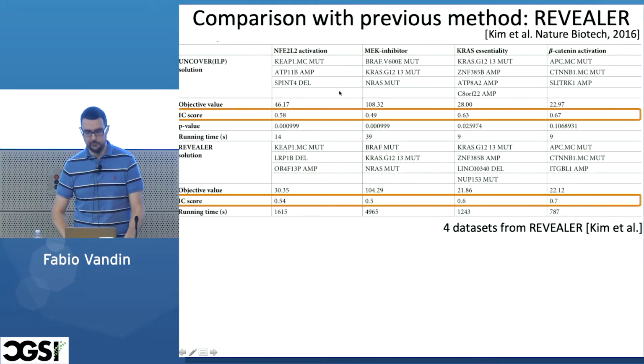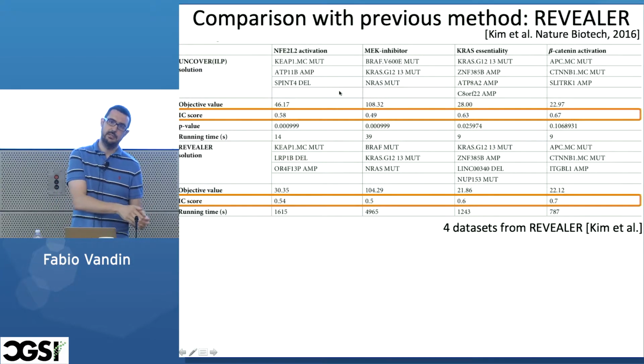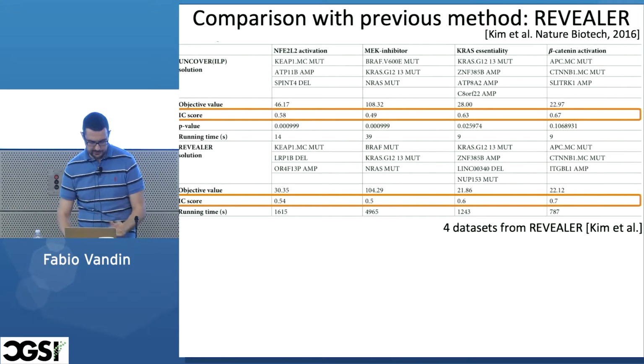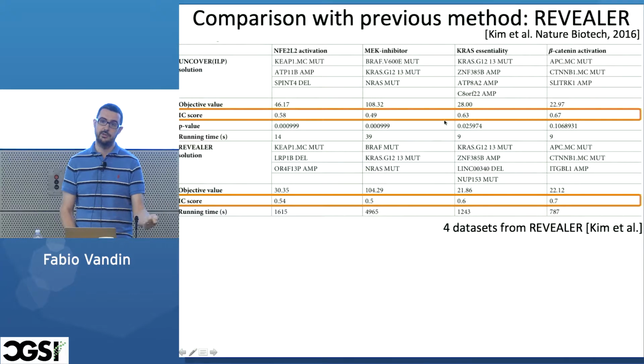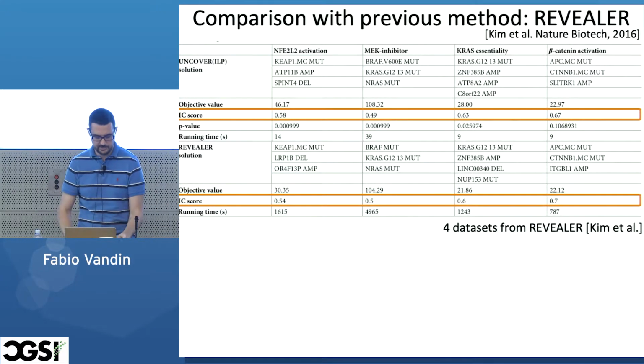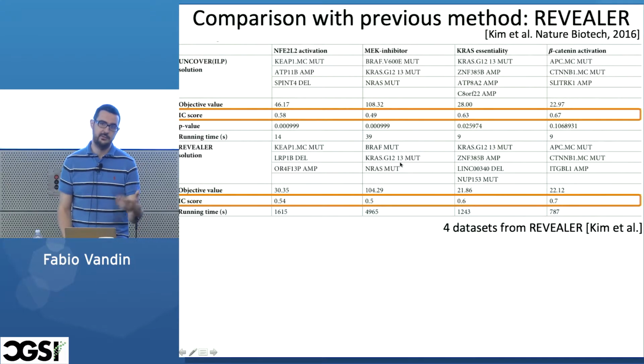In particular, if we look at the IC score that is used by Revealer to identify this set of genes, but not by Uncover, in 2 cases out of 4 the solutions we report actually have a higher IC score than Revealer. And again, our algorithm doesn't consider the IC score, so this is fairly surprising, and we are essentially doing a better job than Revealer in identifying solutions according to the score used by Revealer.